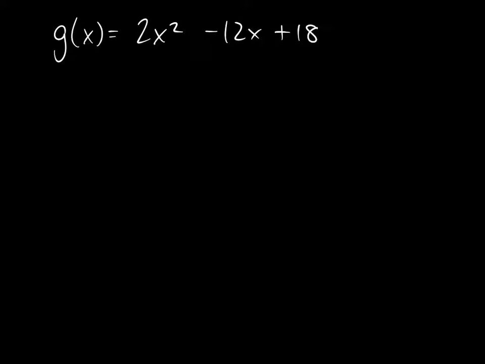So what do I have first? How do I get the vertex? Do I want to do completing the square, honestly? No, it's a lot of work. I don't want to complete the square to find the vertex. How do I find the vertex? You get the axis of symmetry first. So we start with x equals negative b over 2a. This is our standard formula we use for the axis of symmetry.